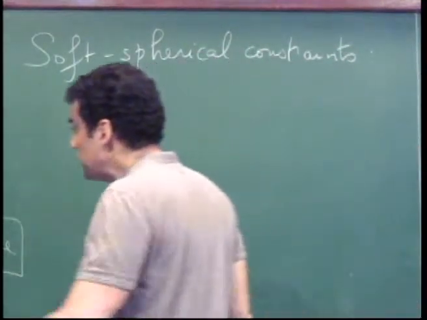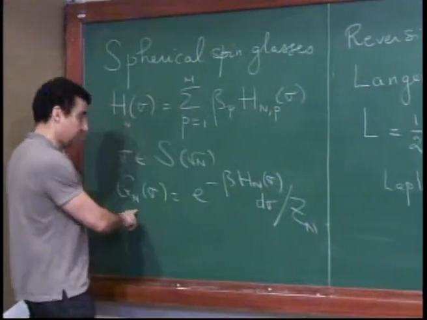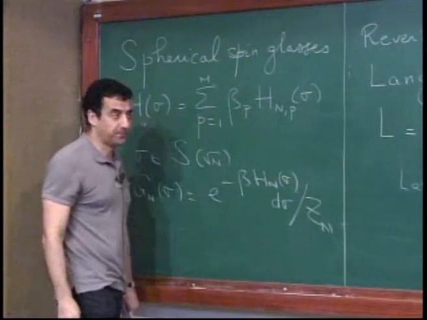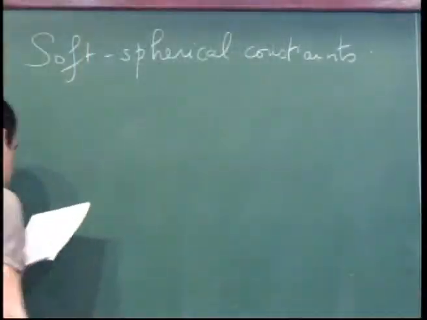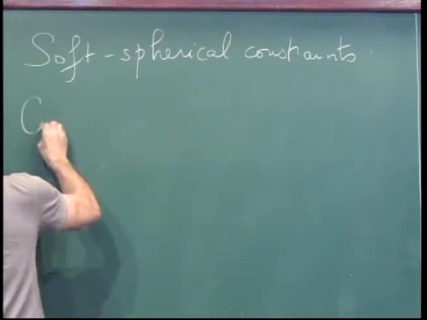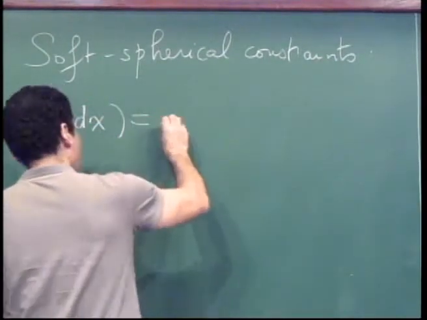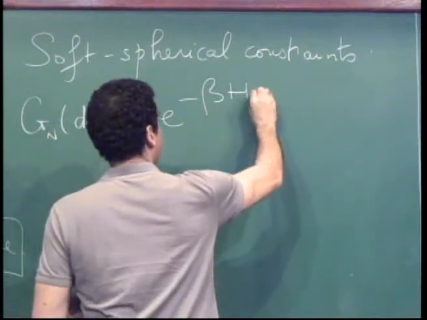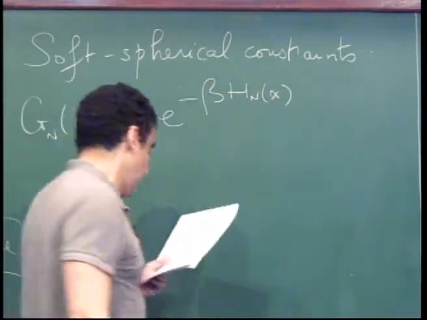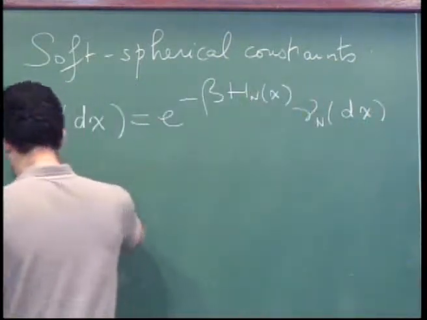So what is our measure? Our Gibbs measure, oh, I'm sorry, I forgot the dσ here. This was the Gibbs measure, of course, and here is a continuous measure, the uniform measure on the sphere. So let me introduce now this soft spherical constraint. I will look at the following measure, my Gibbs measure, where x and σ are the same thing: exponential of minus beta H_n of x, but I will have here a measure ν_n(dx), where ν_n is the following.